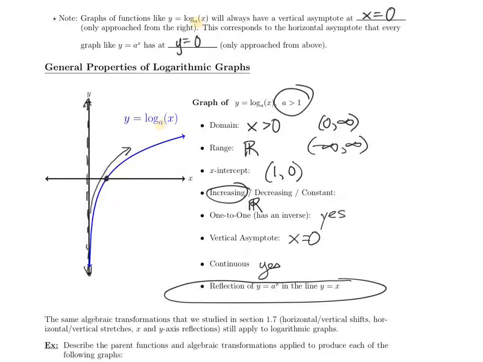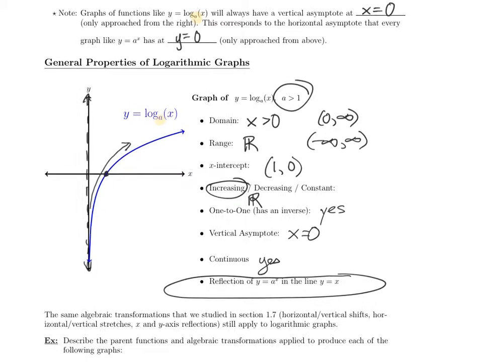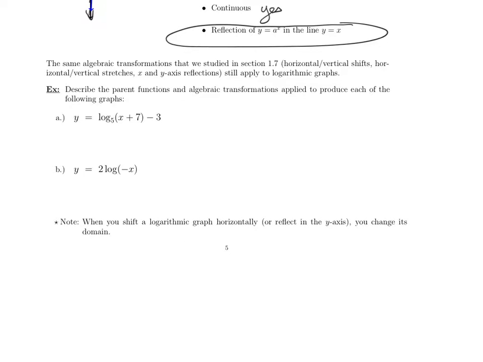Now that we've talked about logarithmic graphs in general, we want to do the same thing that we were doing with exponential functions, where we bring in everything that we were studying in sections 1.6 and 1.7 with transformations, so that we can look at a logarithm as a transformation of the parent function. So we need to be able to identify what the parent function is. In this case, the parent function would be y equals log base 5 of x.